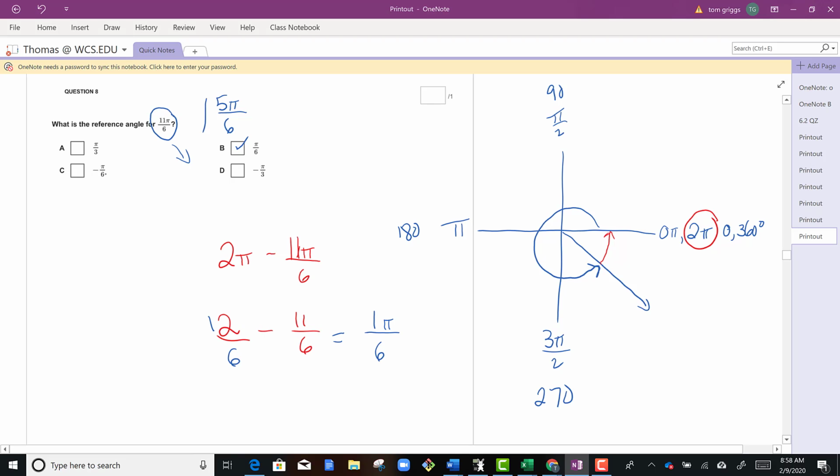It's important to know reference angles cannot be negative. Reference angles are always positive. So you could have ruled out choices C and D from the get-go there anyway.